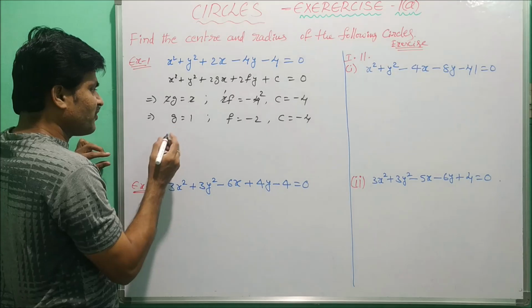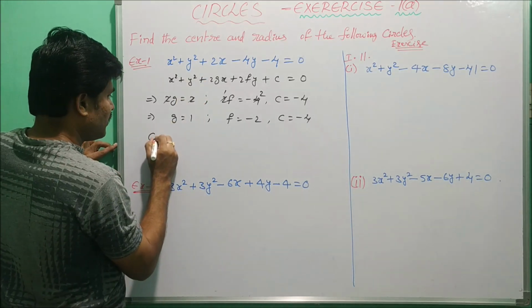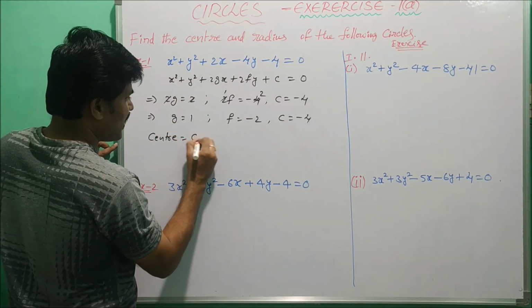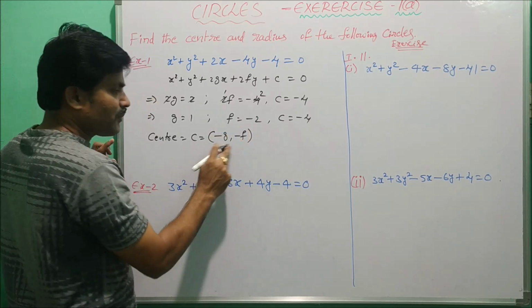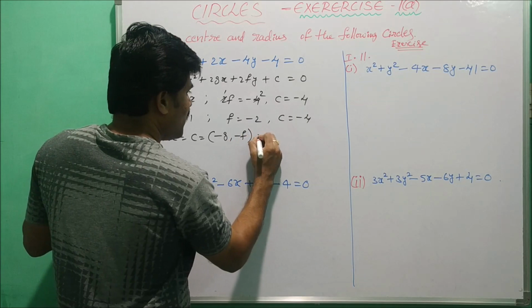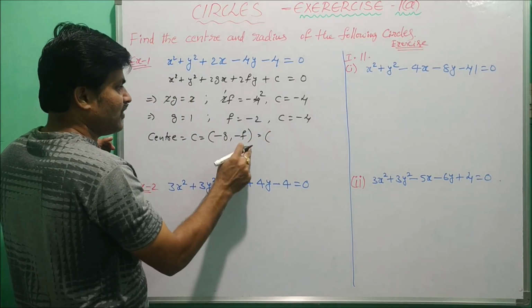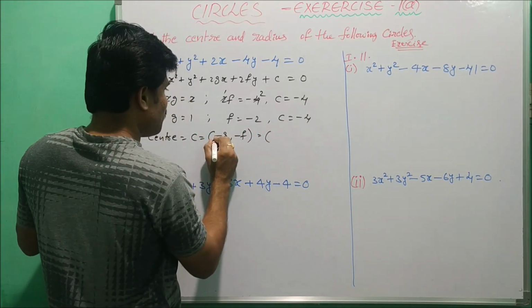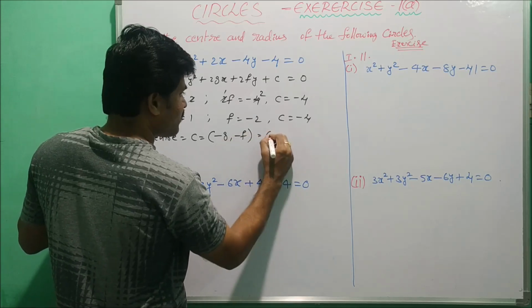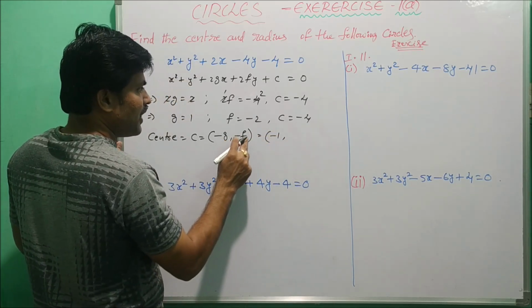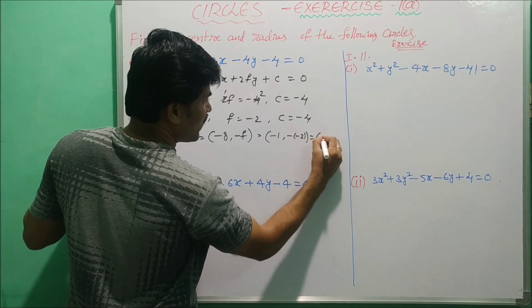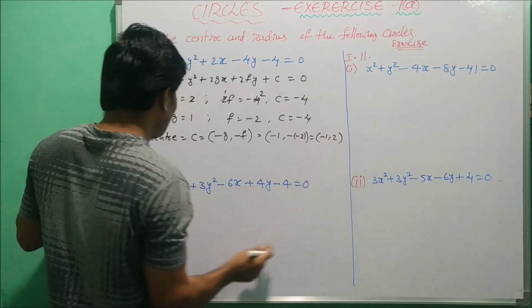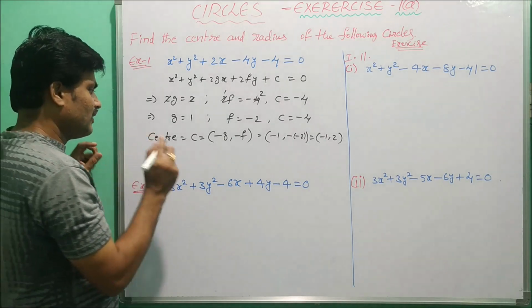Now here the formula of the center of the circle: center C equals the ordered pair minus g, minus f. Here we substitute the values of g and f in this one. So minus g means minus 1. Minus f means minus of minus 2. Now we can simplify that: minus 1 and 2. So this is the center of the circle.